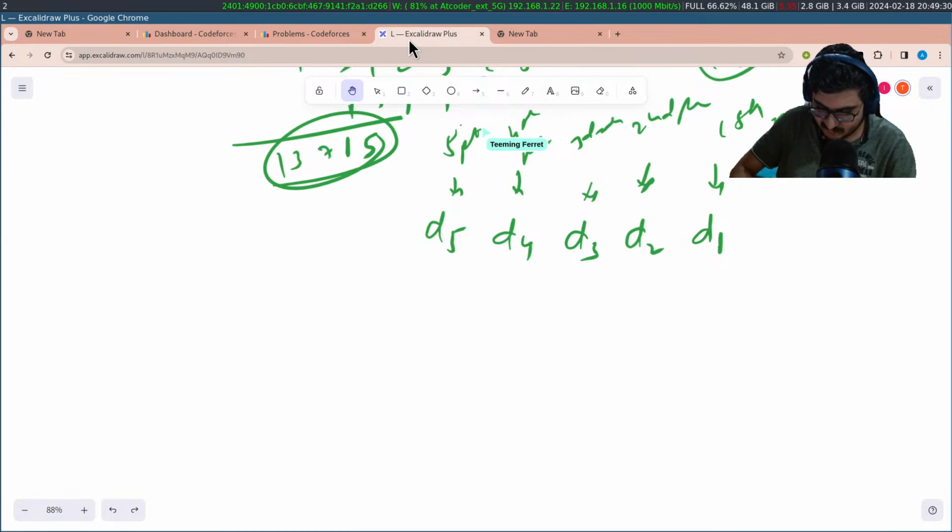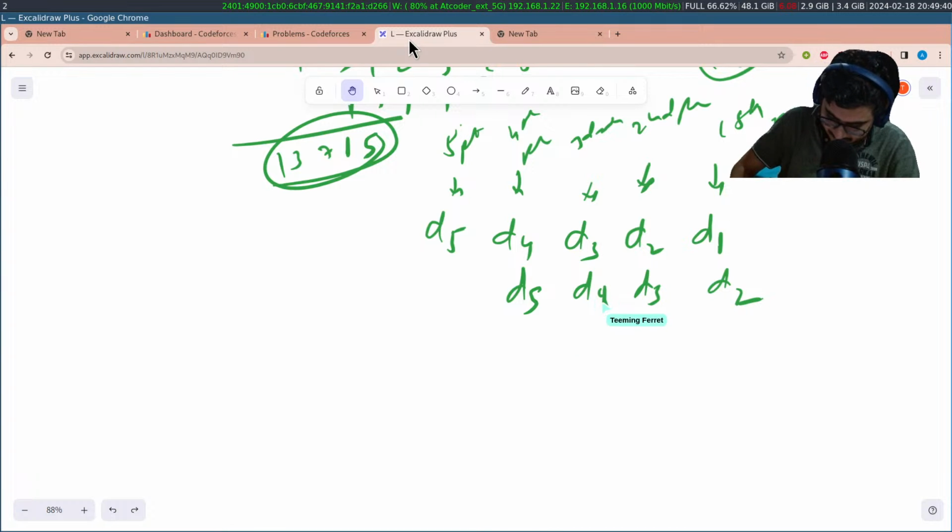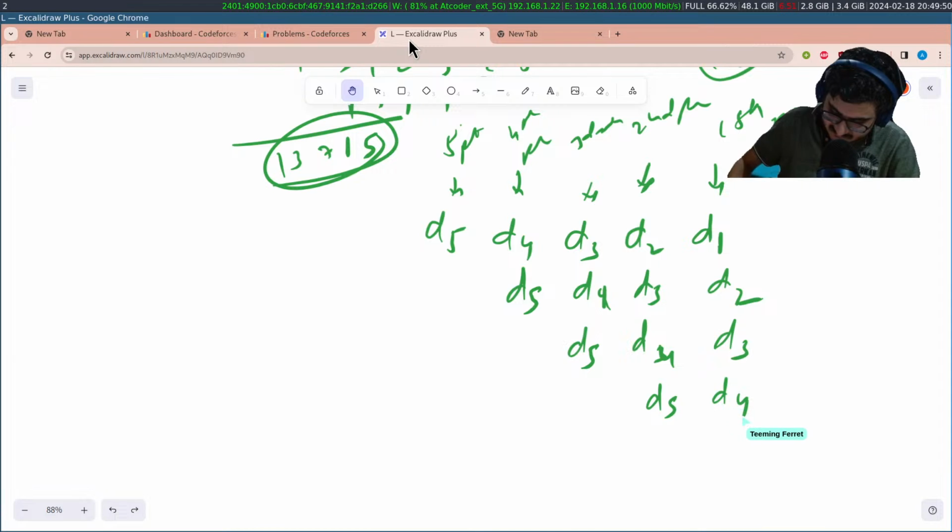Then this would be the number of times the first digit changes. This would be the number of times the second digit changes. This would be the times the third digit changes. This would be the times the fourth digit changes, and this would be the times the fifth digit changes.